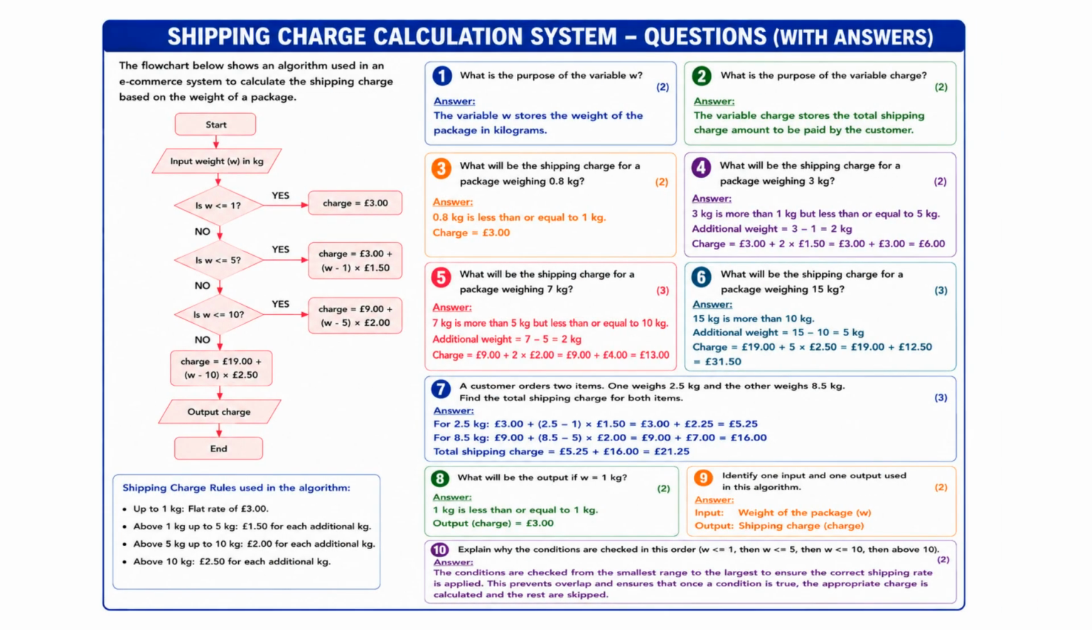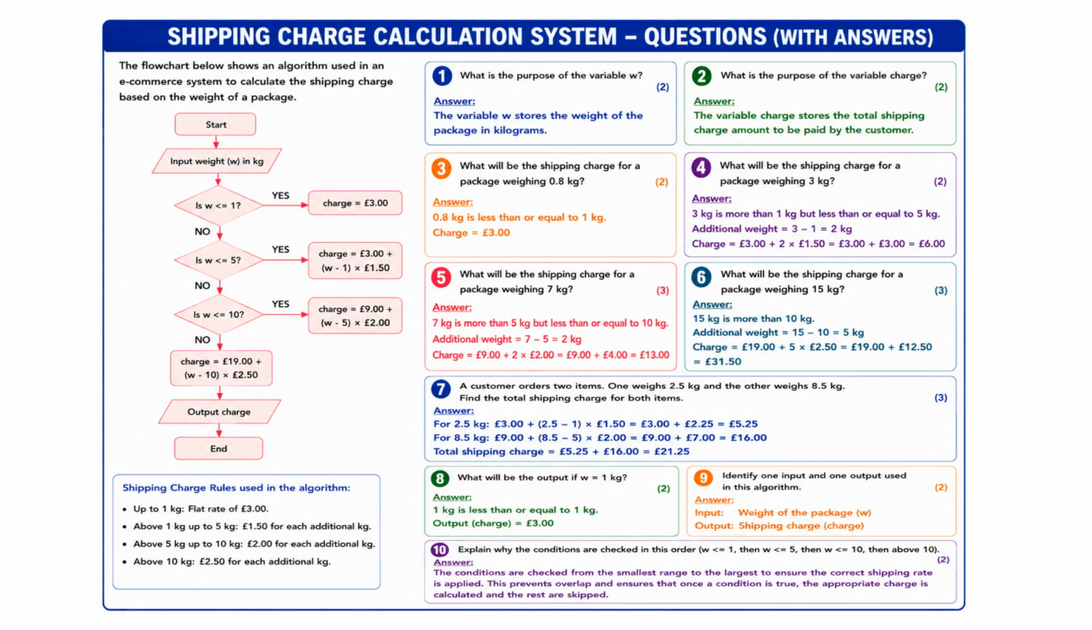In this slide, we are learning about a shipping charge calculation system. The algorithm calculates delivery charges based on the weight of a package. First, the user inputs the package weight using the variable W. The flowchart then uses several decision boxes to determine the correct shipping charge.